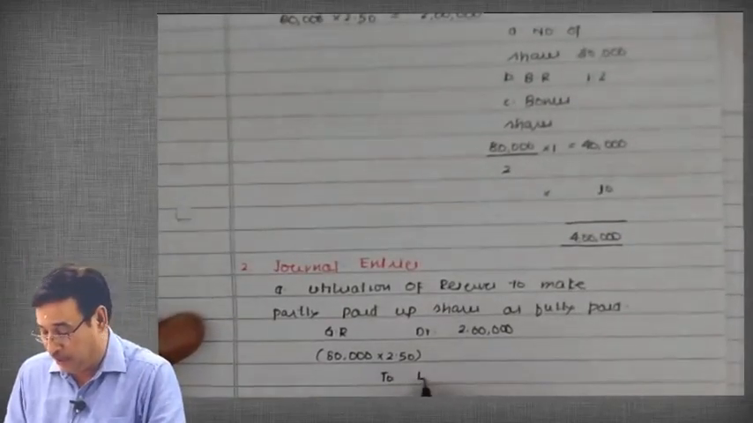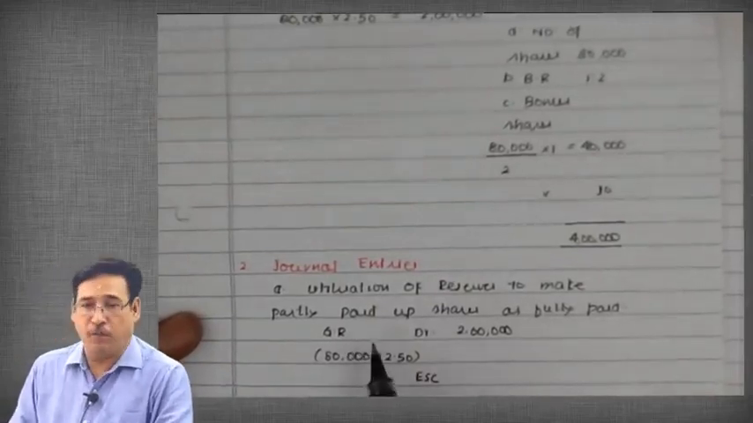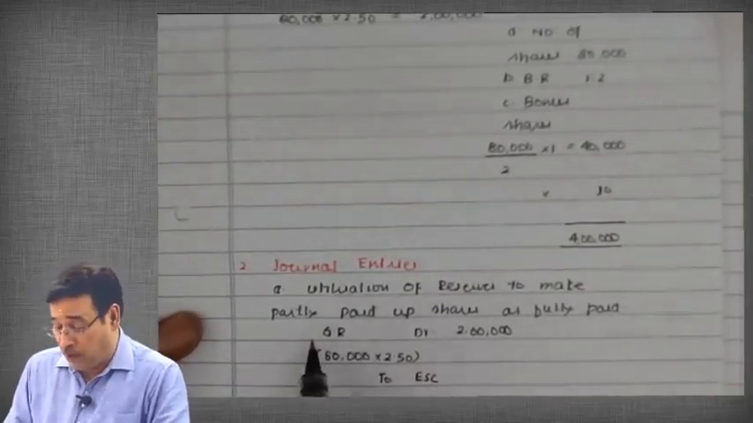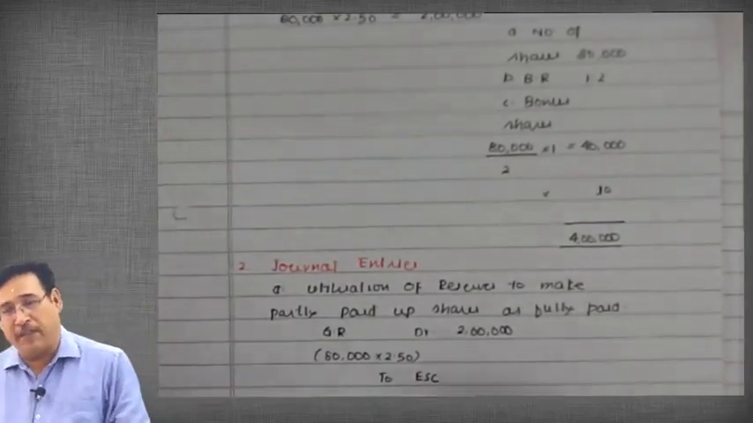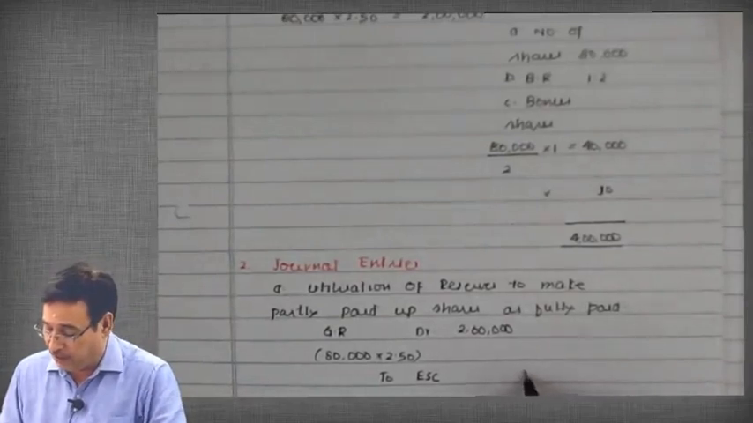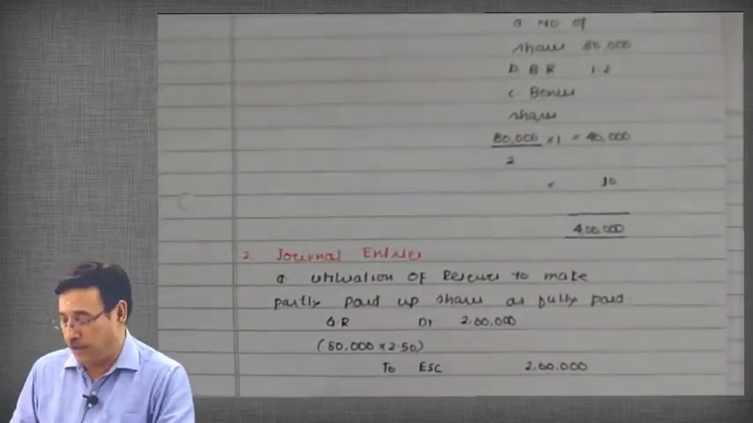I have passed the direct entry. You can pass 2 entries also. First entry would be call account debit 80,000 into 2.50. You can also pass 2 entries. In fact, I have directly written the entry. Correct? I hope that you understand that. So this is entry for making the partly paid up shares as fully paid.